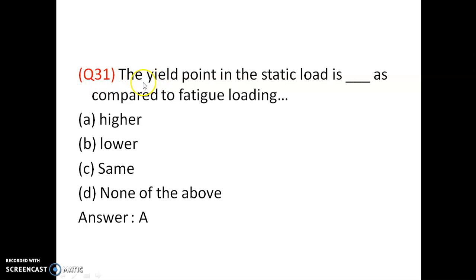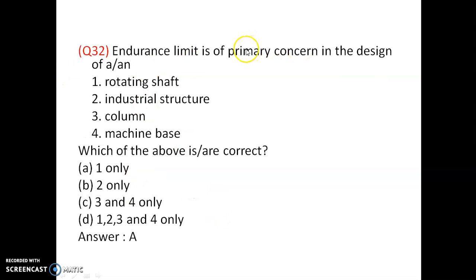Next, question 31. The yield point in static load is higher compared to fatigue loading. Okay, in fatigue loading the load will be less, so the yield point will be greater. So the option is A. The endurance limit is of primary concern in the design of which of the following: 1, rotating shaft; 2, industrial structure; 3, column; 4, machine base. It is not of importance to industrial structure, column or machine base, it is of importance to the rotating shaft. So statement 1 is correct. So option A is correct.